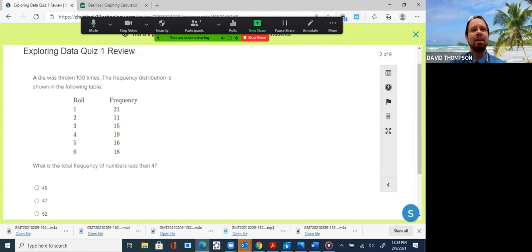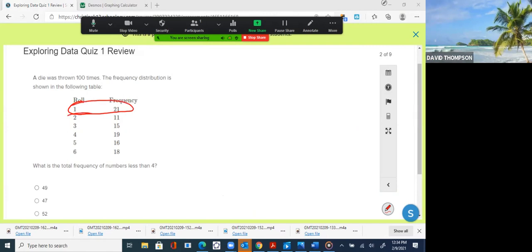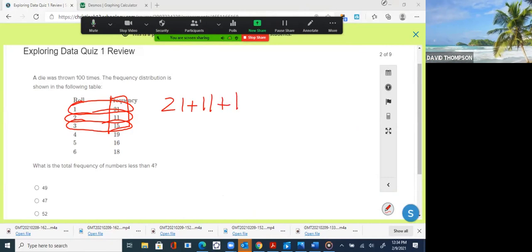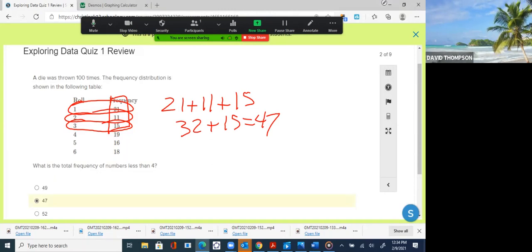Question 2. A die was thrown 100 times. The frequency distribution is shown in the following table. What is the frequency of the numbers less than 4? So we have the 1, the 2, and the 3. 4 is not less than 4. So we want to add the numbers 21 plus 11 plus 15. 21 plus 11 will be 32, plus 15 to give me 47. So the correct answer has to be B.